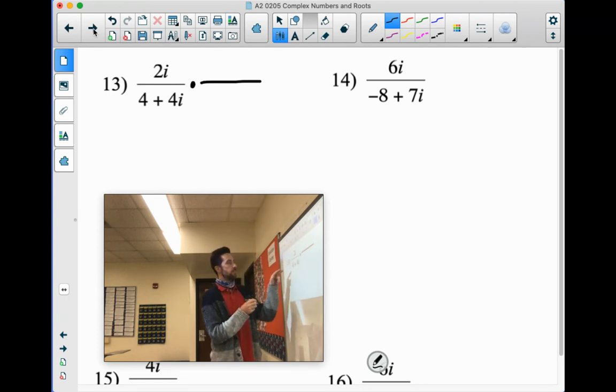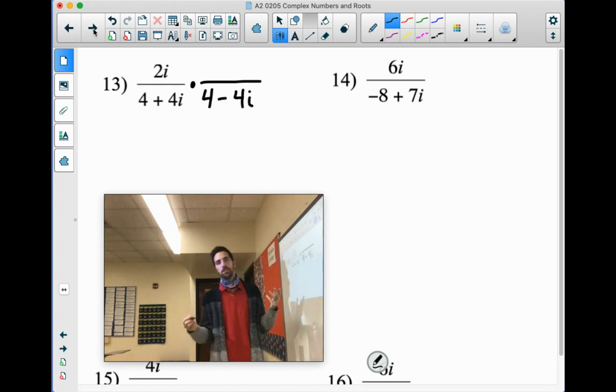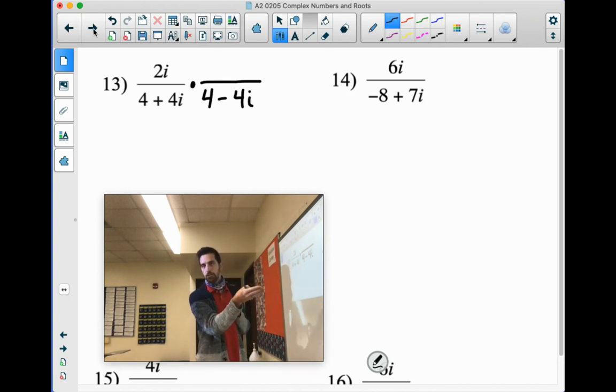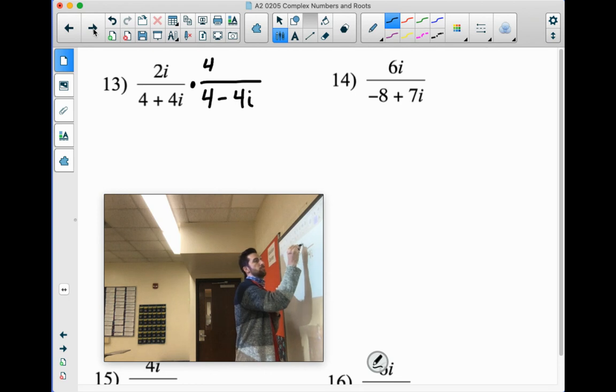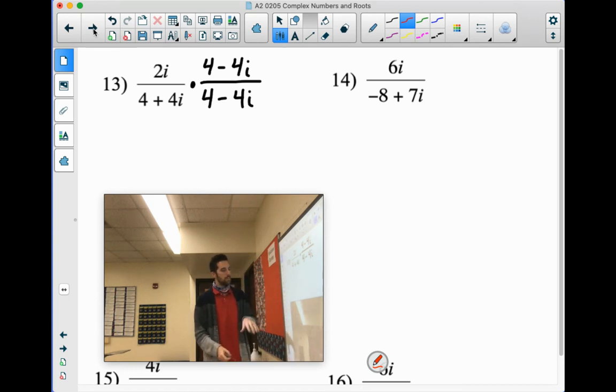So if you look at the denominator of the first one, it says 4 plus 4i. So we're going to multiply by 4 minus 4i. And you'll see the magic here in a second. But if you multiply the denominator of a fraction by something, you have to also do it in the numerator. So let's handle all the denominator stuff first.